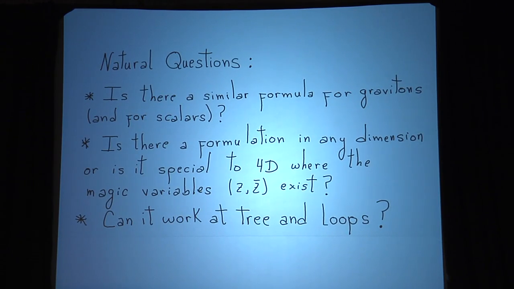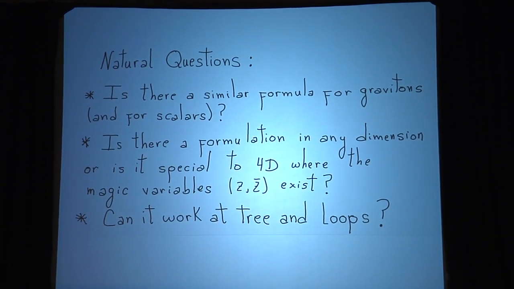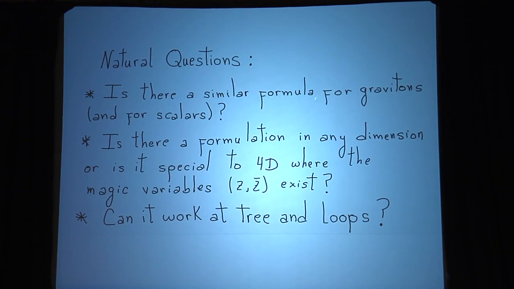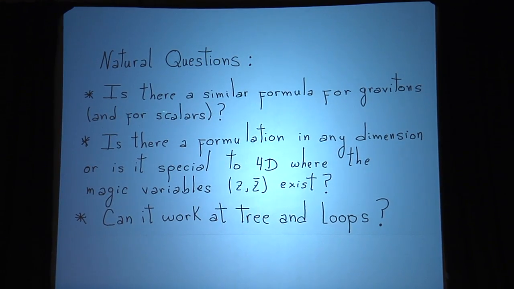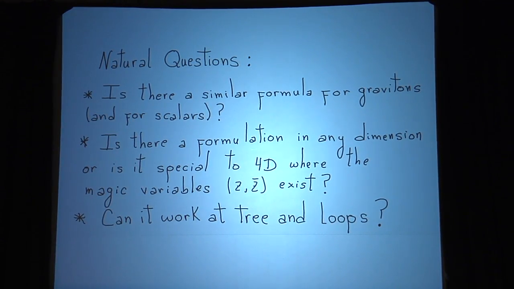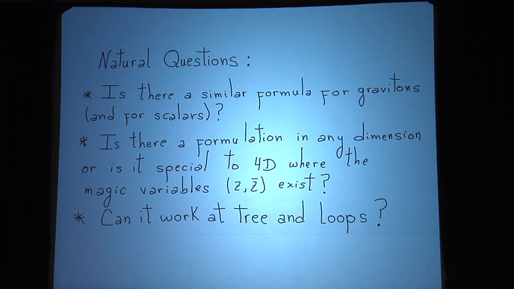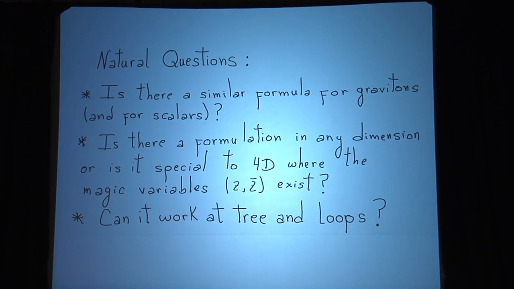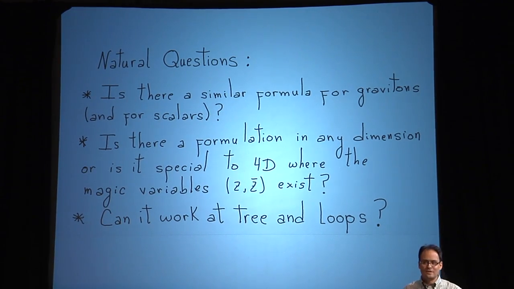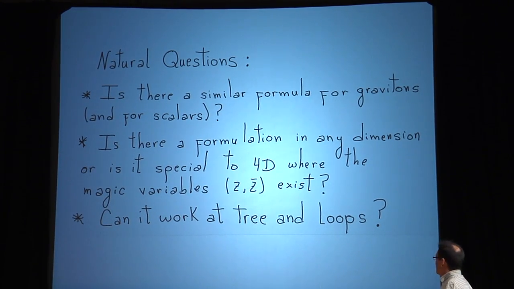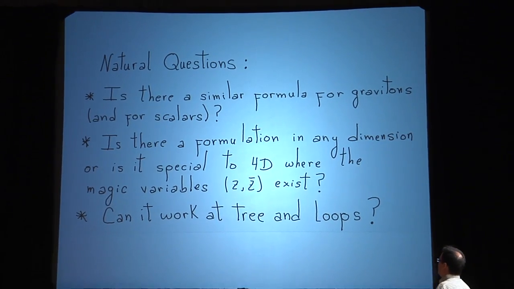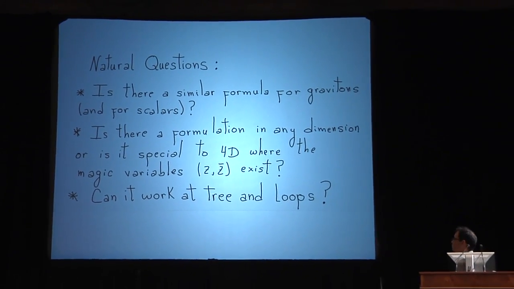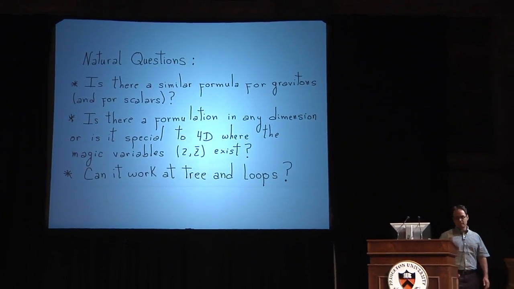So the natural questions at the time, and since then, have been, is there a similar formula for gravitons? And what about for scalars? Is there a formulation in any dimensions? Or is it special to 4 dimensions? After all, we are calling these variables magic variables. And if they only exist in 4 dimensions, then all the magic is only there in 4 dimensions. And if such a formula can be found, can it work at tree and loop levels?